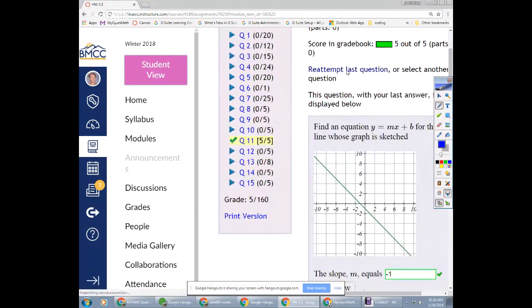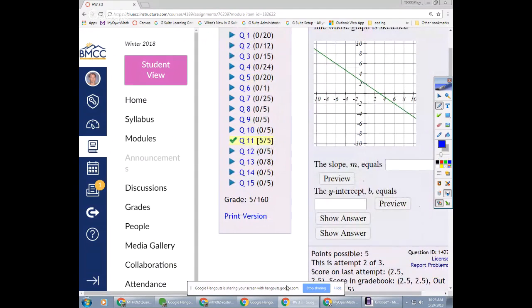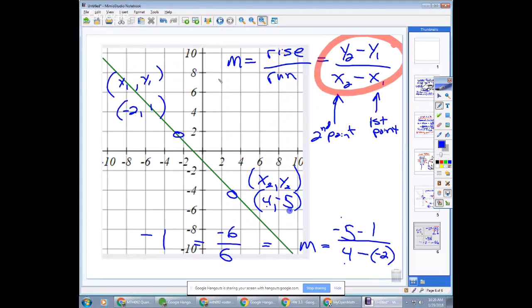Let's do a new one. If I look back at my slide here, looking at the picture, I think it hits right there at y equals -1. So that's my b.